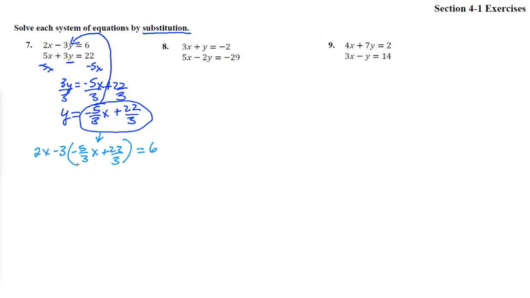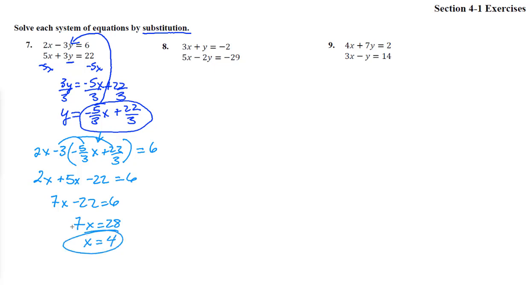Now we have an equation that we can deal with. So we actually need to distribute, get rid of the parentheses, and we'll have 2x plus 5. Notice how when this negative 3 comes in here, it becomes a positive 15 thirds x minus 22 equals 6. So this comes in and the 3's cancel, but it's a negative up there. So negative 66 thirds is negative 22. That becomes 7x minus 22 equals 6. Add 22, 7x equals 28. X equals 4. Right on, x equals 4.